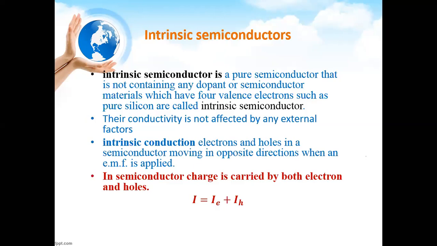Whatever you do, let's say you give them heat or something else, this is not going to affect their conductivity. In intrinsic conduction, there are electrons and holes. Holes represent the positive parts, electrons represent negative ones. They move in opposite directions when you apply an EMF, okay? A voltage. When you apply it, you are going to see that electrons and holes move in opposite directions. So to find the total amount of current, we are going to use the current of electrons and the current of holes to get the total current of the intrinsic semiconductor.